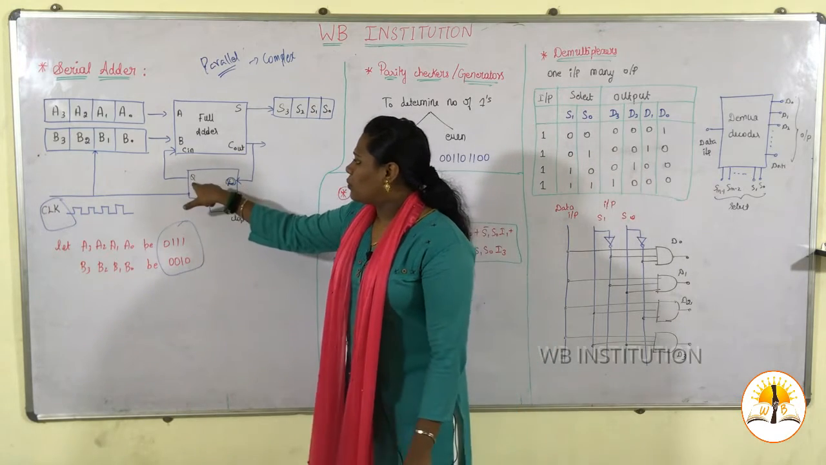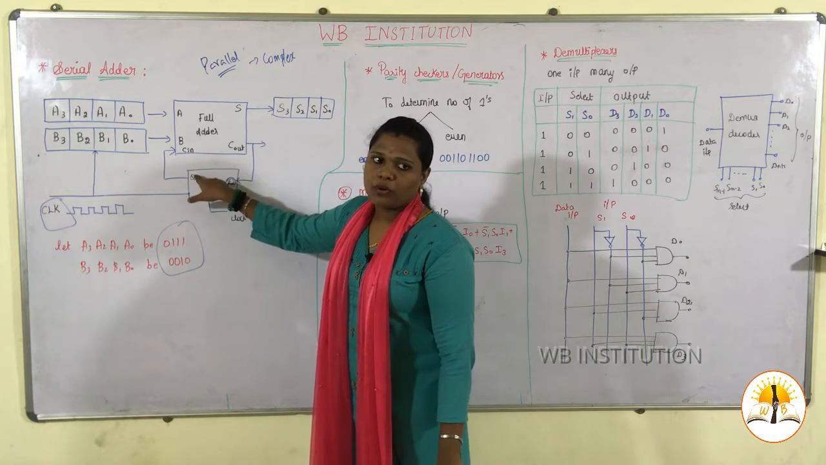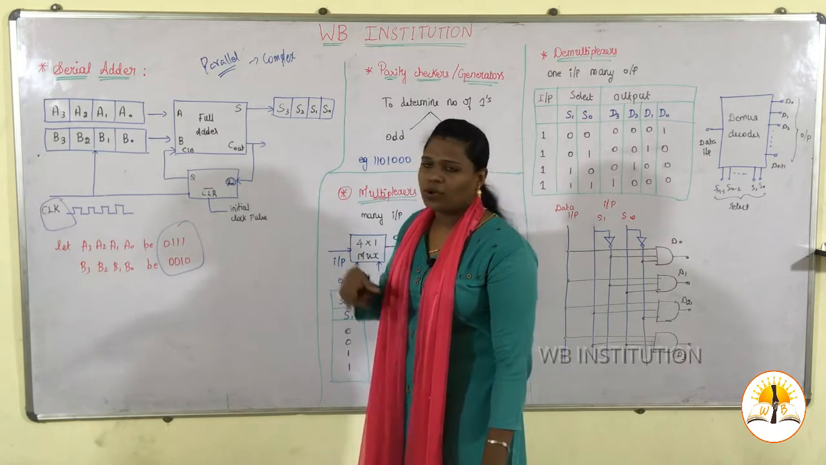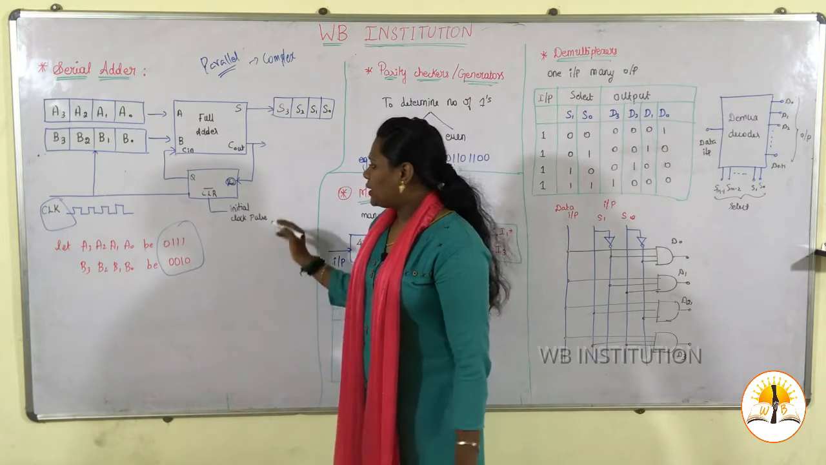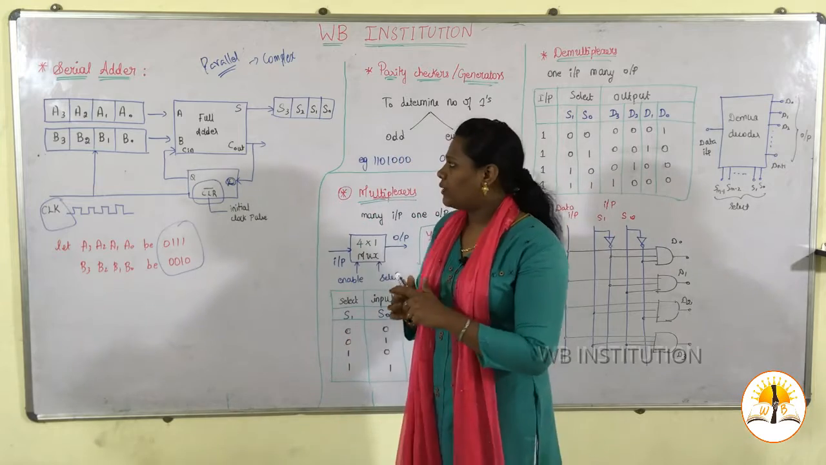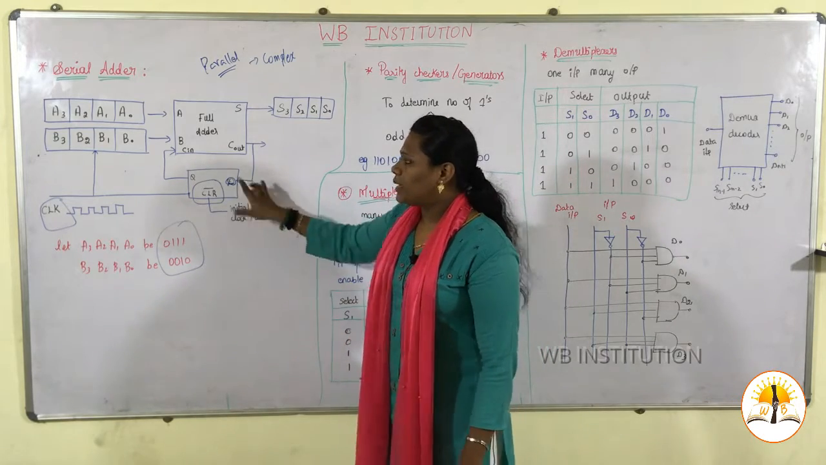The Q of the flip flop is given as the C in input to this full adder, and the D of the flip flop is connected to the C out. Initially I will give a clock pulse with clear equal to 0, so that this D flip flop will be cleared.